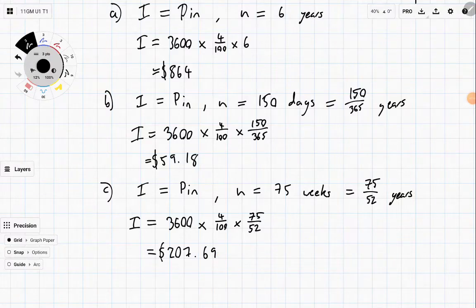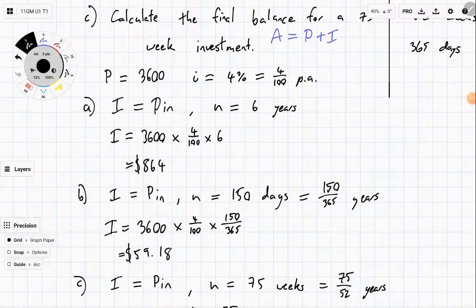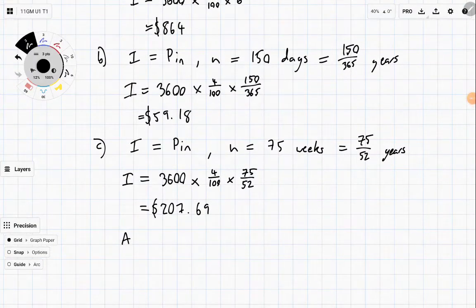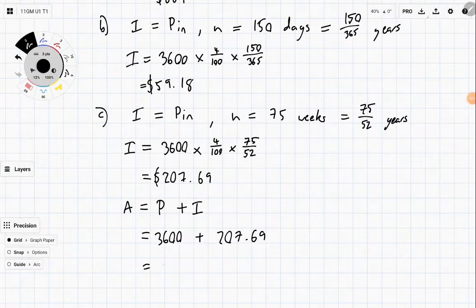But that's not the end of the question, right? Because it asked for the final balance. So in order to work out the final balance, I need to use the second formula, A equals P plus I. We know what P is, it's 3,600. We just worked out what the interest was. It was $207.69. And that's going to leave us with $3,807.69. And that is the final investment, which makes a lot of sense, right?